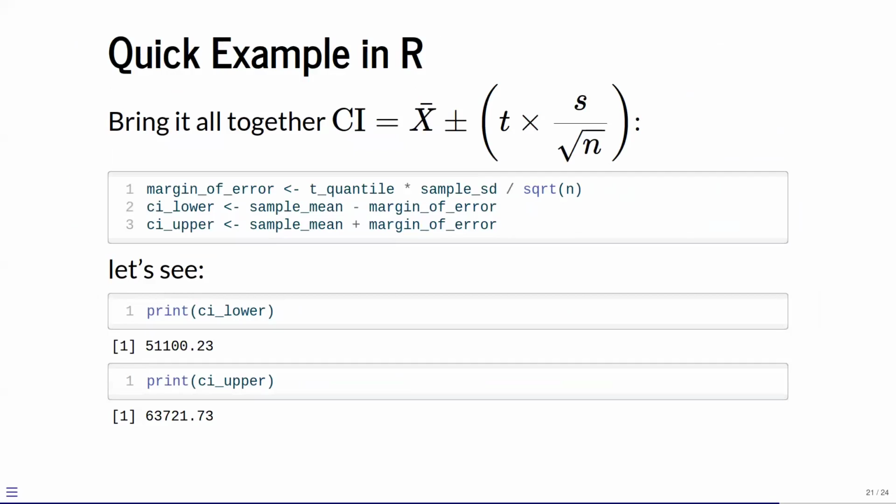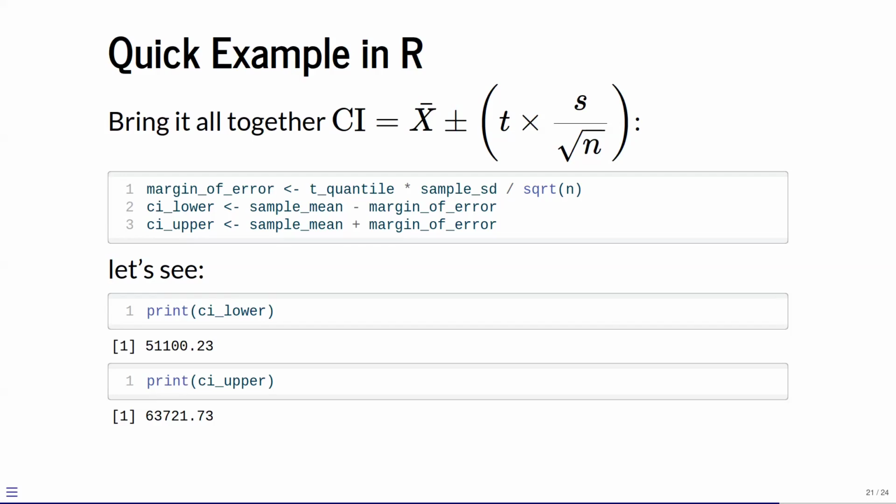Finally, we can bring it all together to calculate the confidence interval by plugging in the values we found into the formula. First, calculate the margin of error by multiplying the t quantile by the sample standard deviation and dividing by the square root of the sample size. Then calculate the lower and upper bounds of the confidence interval by subtracting and adding the margin of error from the sample mean. And as a result, the 95% confidence interval is between approximately 51,000 and about 64,000.